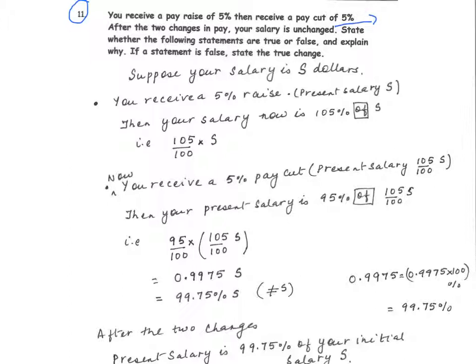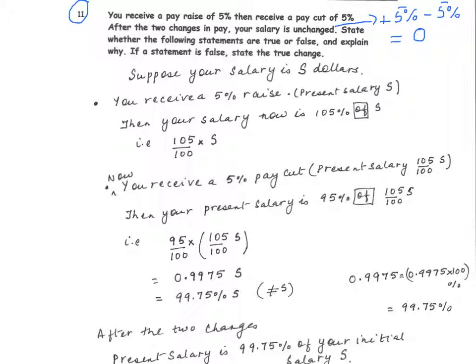So basically, this is the calculation that they were probably doing. A pay raise would mean plus 5%, and a pay cut would mean a minus 5%. So therefore, the net effect is plus 5 minus 5, which is equal to 0, so your salary remains unchanged.